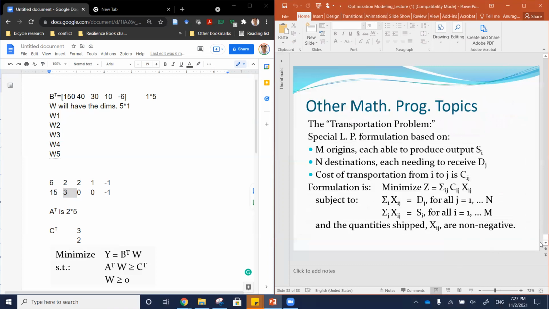Now, I'm going to stop here, but in the next class, we'll pick up this discussion in the context of the transportation problem, where you have M origins that have to produce, each able to produce output si, and destinations that each need to receive quantities dj, and the cost of transporting from point i to point j is cij. You want to minimize the total cost of shipping products from origins to destinations. So in the next class, we'll pick up the transportation problem topic, and then we'll talk about the primal and the dual problem and some of the interpretations of it.